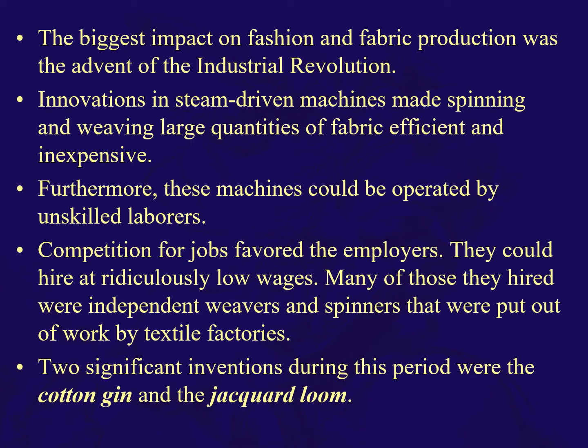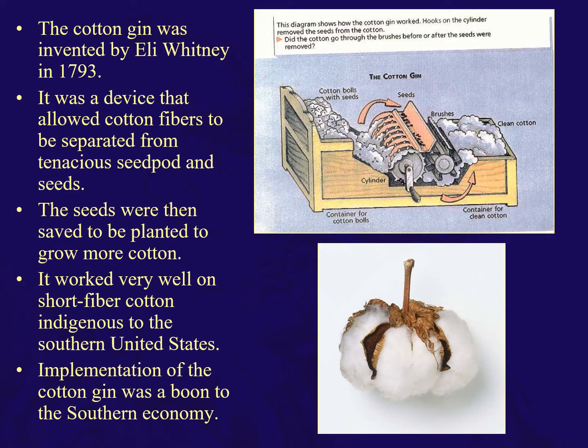Two things that helped us along: the cotton gin and the Jacquard loom. The cotton gin, as you may know from grade school, was invented by Eli Whitney in 1793, and it saved the cotton industry. Before, you would have these seed pods and seeds, and you had to get the cotton out, and it was just terrible. If you ever played with raw cotton, just trying to separate the chaff and clean it from the cotton ball. So it works very well on short fiber cotton indigenous to the southern United States. It was a tenfold, 20-fold increase in the processing of cotton.